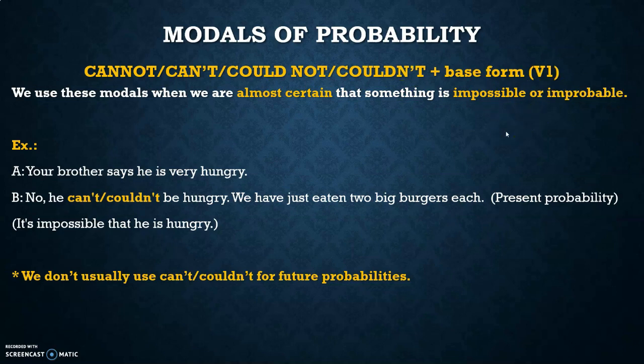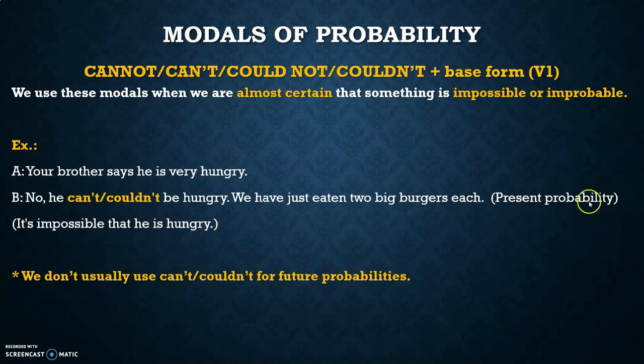In other words, there is almost zero chance that this can happen. Let's see these example sentences. Your brother says he is very hungry. No, he can't or couldn't be hungry. We have just eaten 2 big burgers each. Can't and couldn't show impossibility here because they have just eaten 2 big burgers, so there is zero chance that he is hungry.